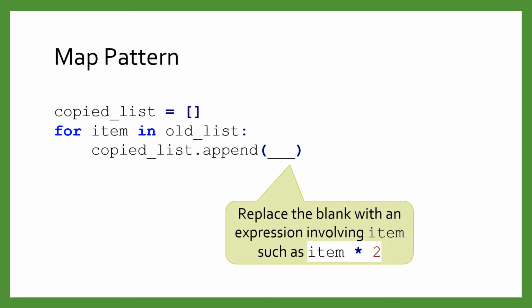What happens when we accumulate a list? If we start with an empty list as our initial value and append each value one at a time, we end up with a copy of the original list. As we're appending values, we can also modify them. For example, you could double each value from the old list, or convert each temperature from Fahrenheit to Celsius.